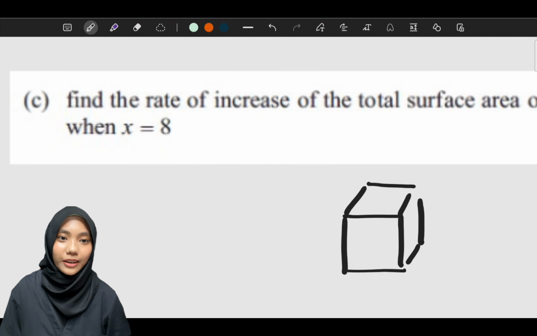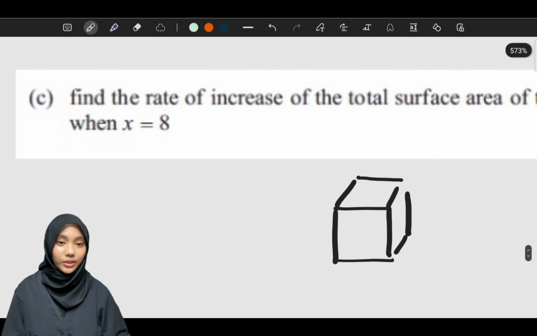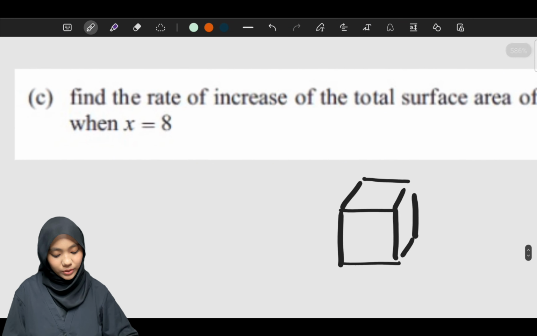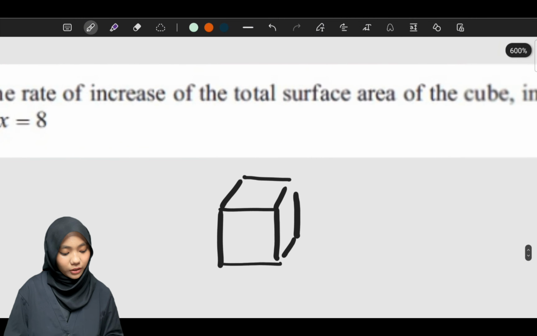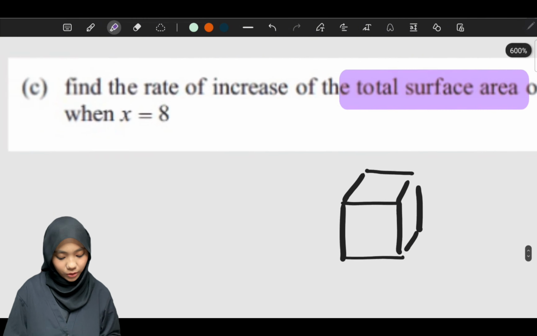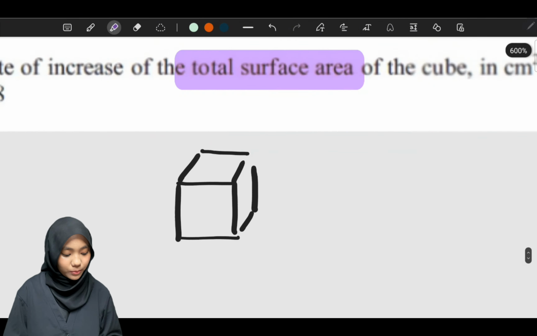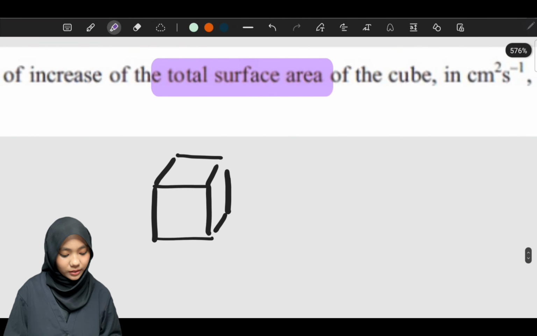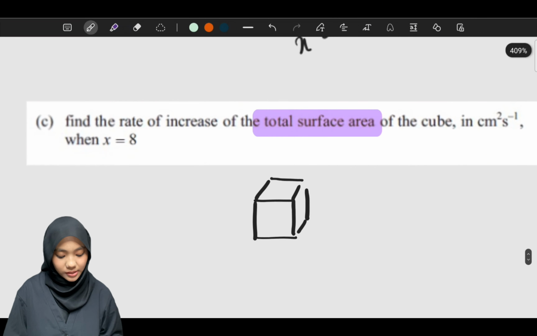Hi, my name is Fariha. So hari ini saya akan proceed with question C, which is find the rate of increase of the total surface area of the cube when x equals to 8. So basically kita kena cari surface area and bila x equals to 8.